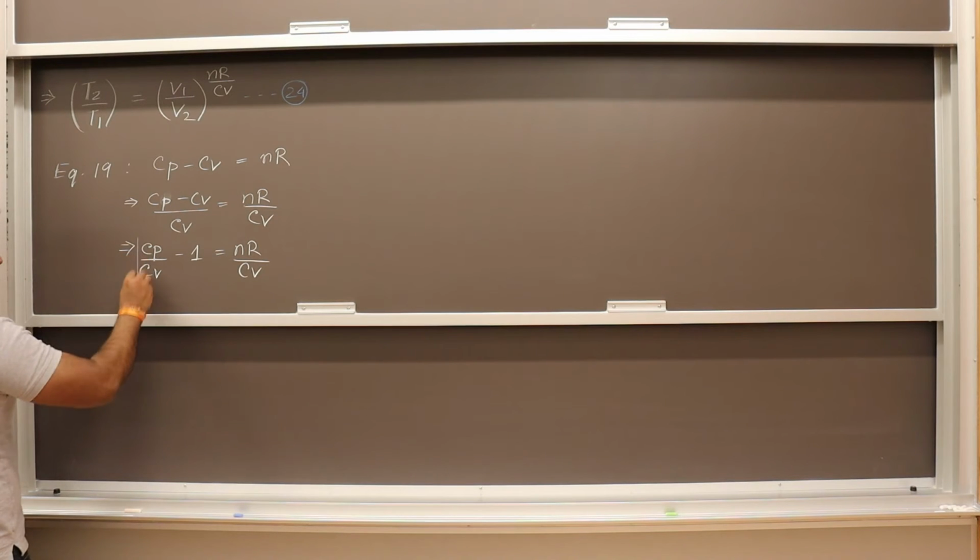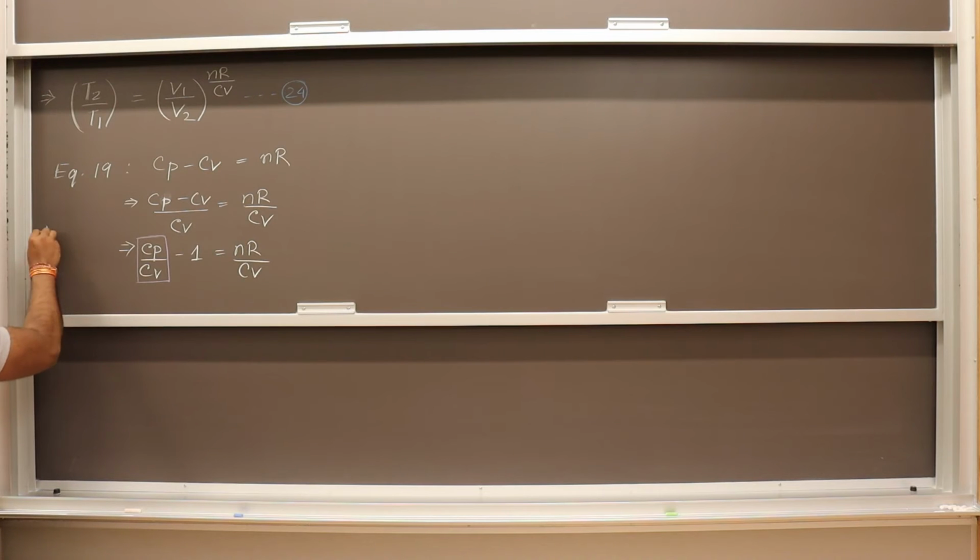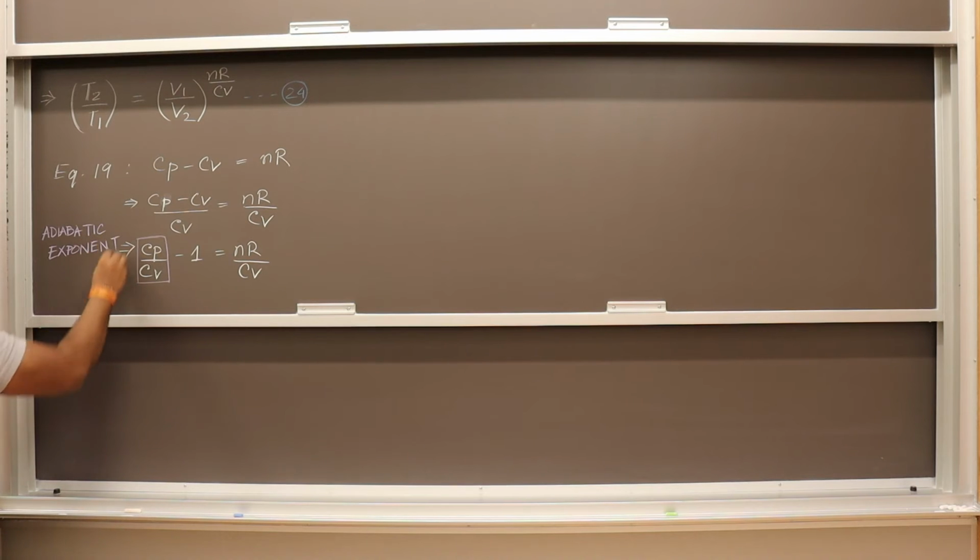So this term is termed as the adiabatic exponent, and shown by the symbol gamma, okay?